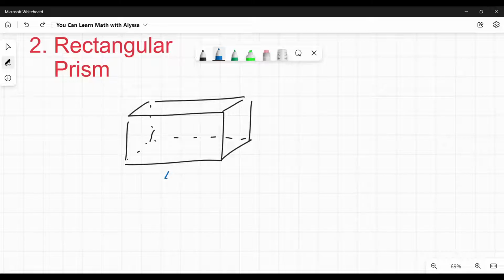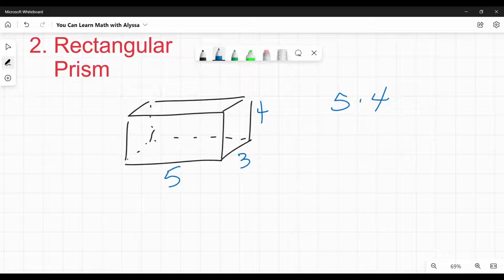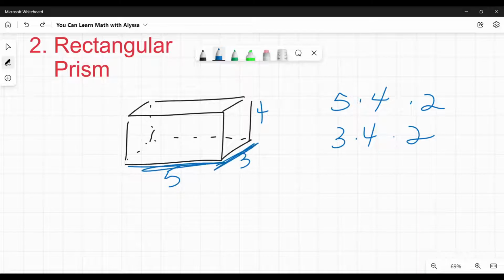So let's say if this one I had as 5 times 3 times 4, 5 by 3 by 4. So what pieces do I have? Well, I have my front and back piece. That piece is going to be 5 by 4. So I'm going to write that down, 5 by 4, and I have 2 of them. What about my end pieces? Those are going to be 3 by 4, 3 by 4, and I have 2 of them. Then I have my bottom and my top piece. Those are going to be 5 by 3, 5 by 3, and I have 2 of them.